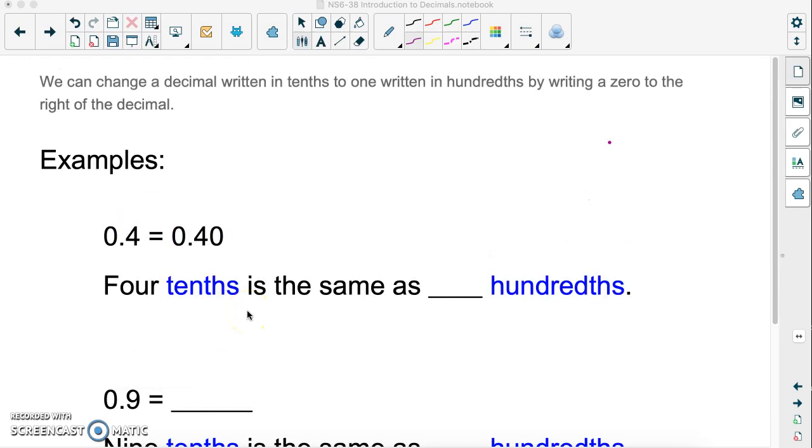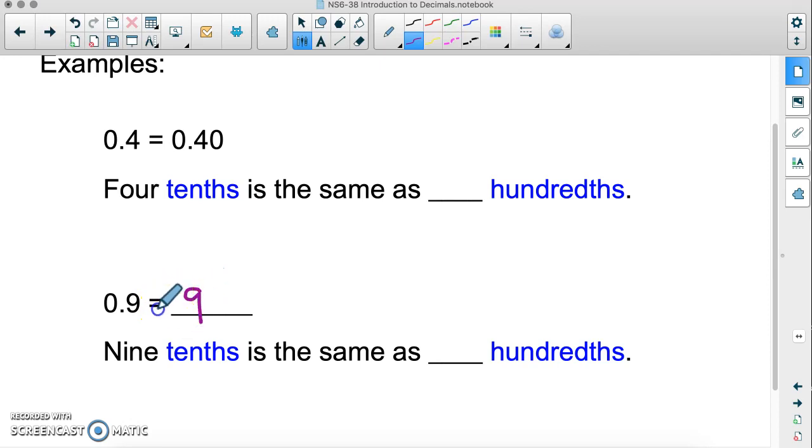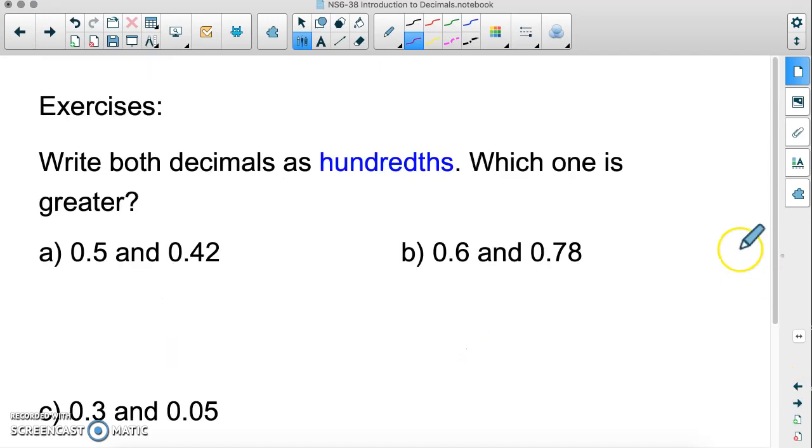So we can change a decimal written in tenths to one written in hundredths by writing a 0 to the right of the decimal. So for example, we have 4 tenths, which is the same as writing 40 hundredths. If we have 9 tenths, it's the same as writing 90 hundredths. So what this would look like is 0.9 would equal 0.90 for 90 hundredths.